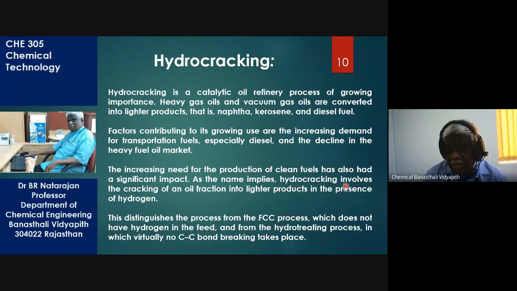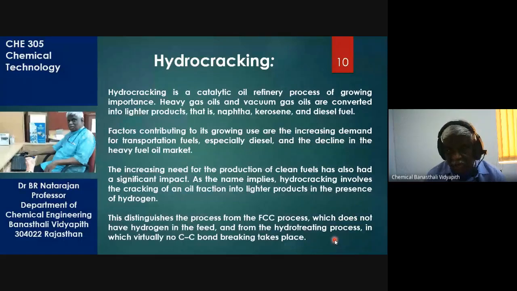As the name implies, hydrocracking involves the cracking of a fraction into lighter products in the presence of hydrogen. This is the difference between catalytic cracking and hydrocracking. Both have the same purpose, but in catalytic cracking hydrogen is not required, while in hydrocracking the presence of hydrogen is a must. This distinguishes the process from FCC, which does not have hydrogen in the feed, and from the hydrotreating process, virtually no C-C bond breaking takes place.